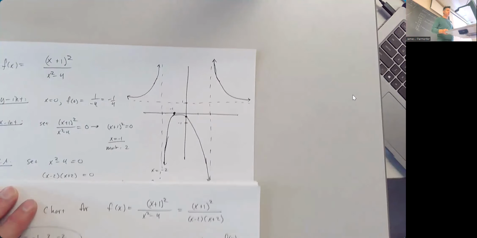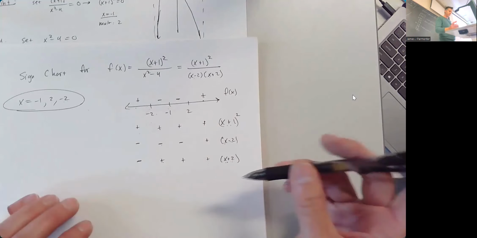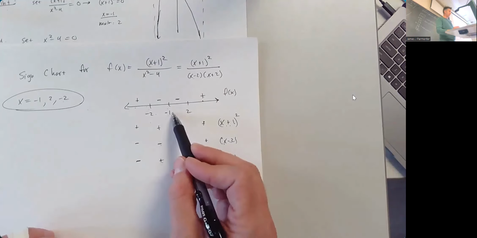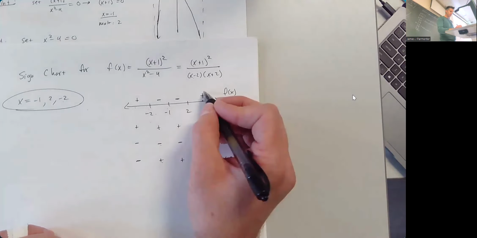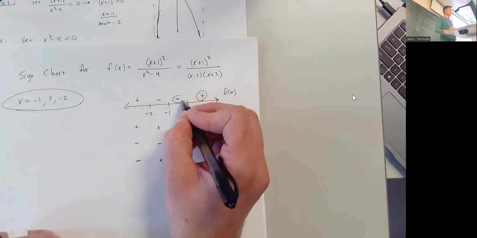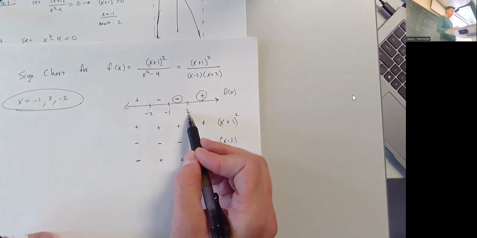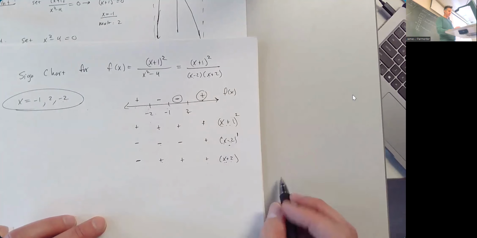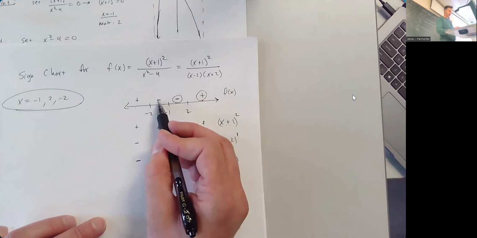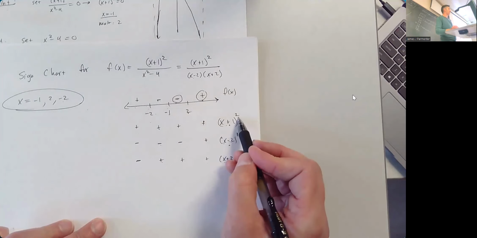Something you'll see with practice with these sign charts is that at each intercept or asymptote value, the sign is going to change if that intercept or asymptote value came from a factor raised to an odd power. And the sign is going to stay the same if that value came from a factor that has an even power.